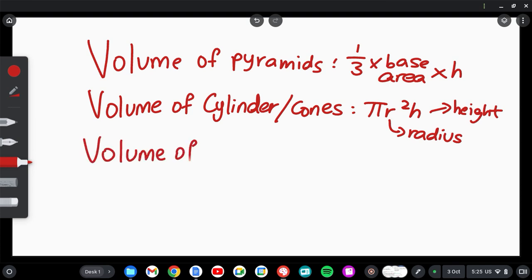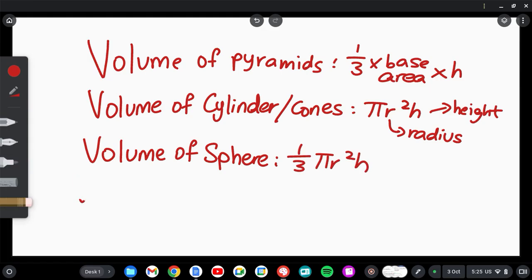Volume of cone. Okay, I think only cone lah. Only cone is 1/3 pi r square h. And then the next one, if you need to, please take a screenshot now. I'm only giving about 5 seconds. 4, 3, 2, 1. Okay.